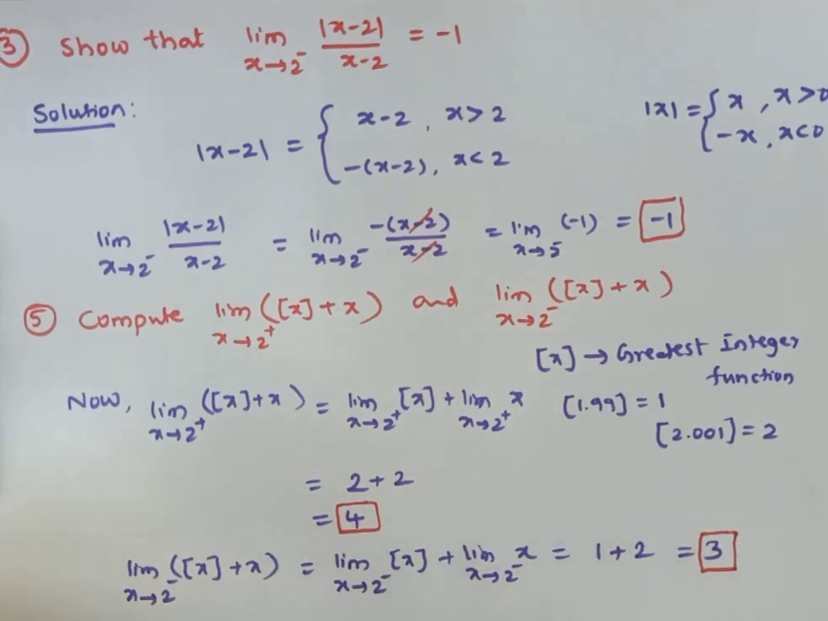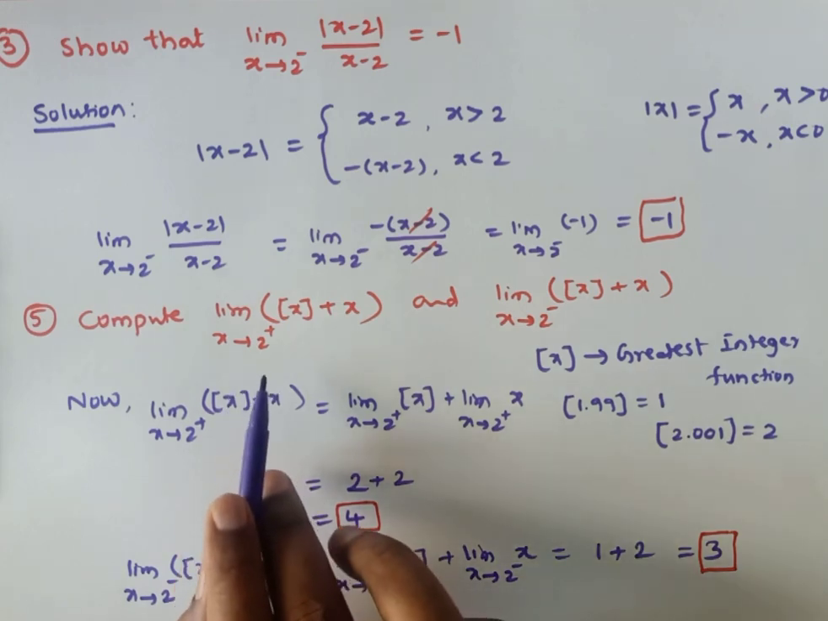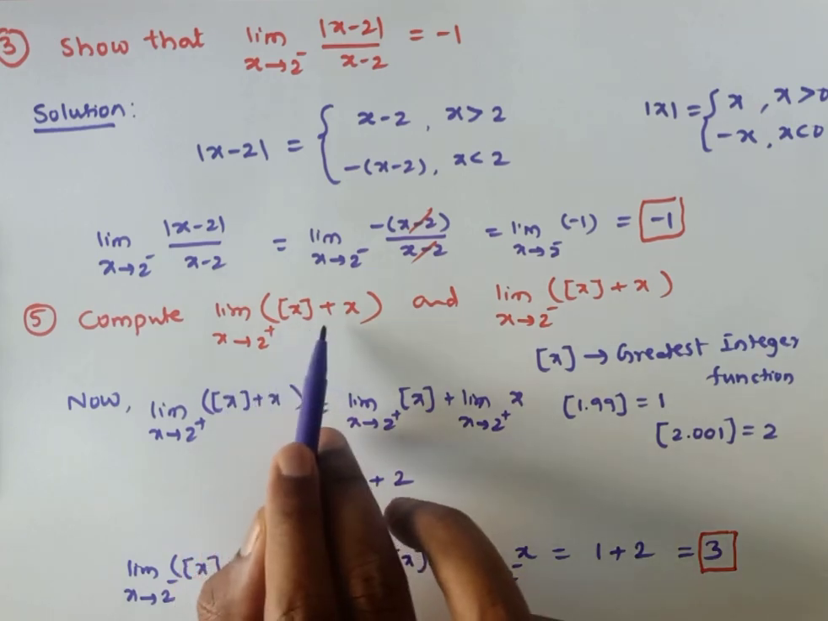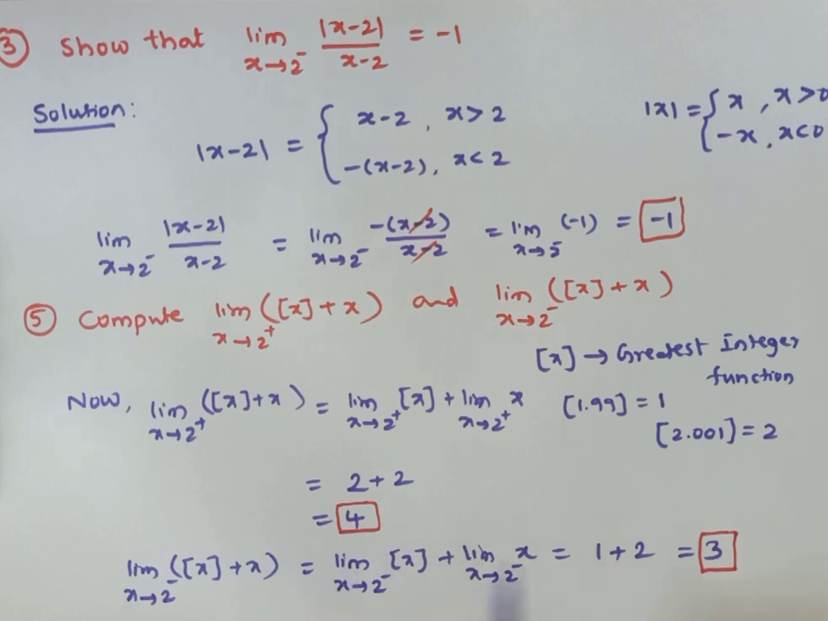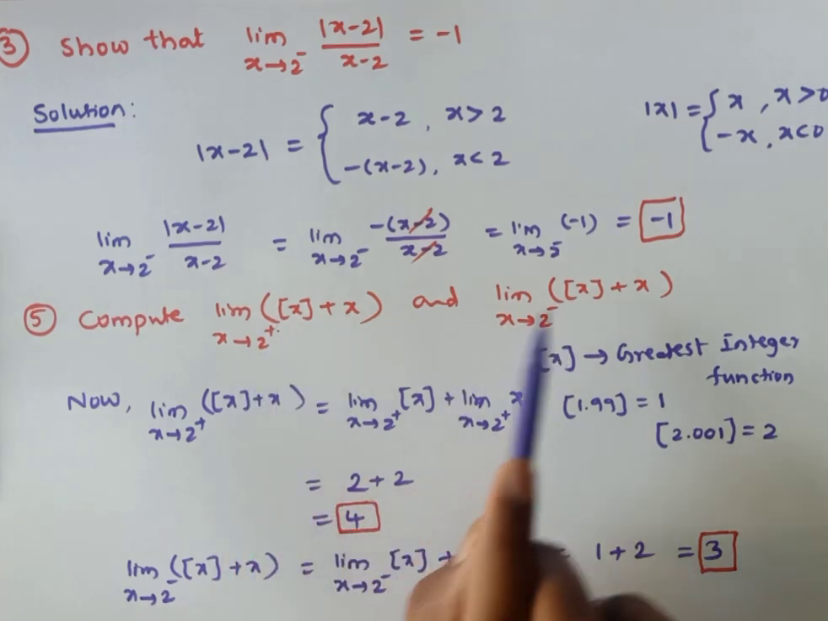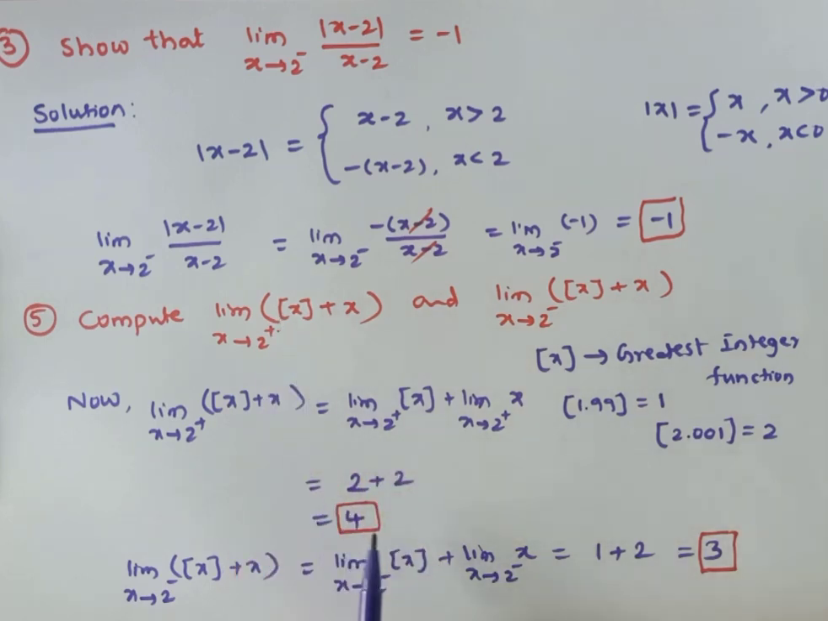Does the limit exist at 2 or not? The limit does not exist. Individually they exist, but at x equals 2 the limit does not exist for step x plus x, since they are not equal. But here the question is only to compute these two values. So the value of this is 4 and this is 3 only.